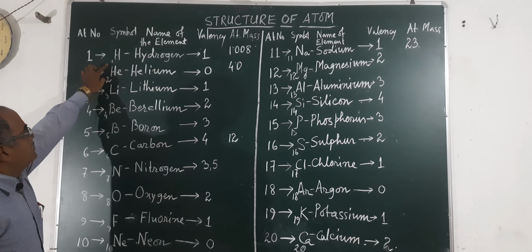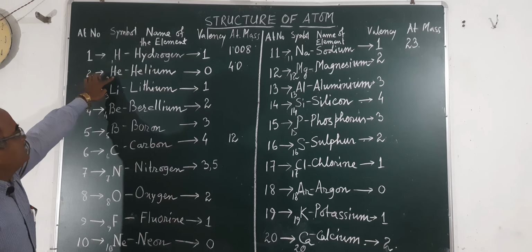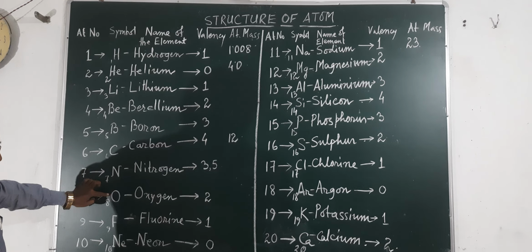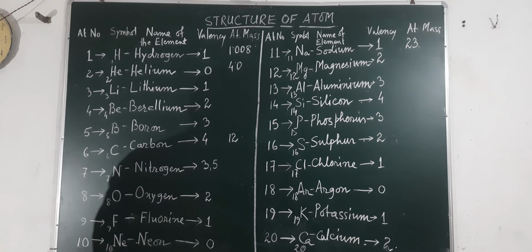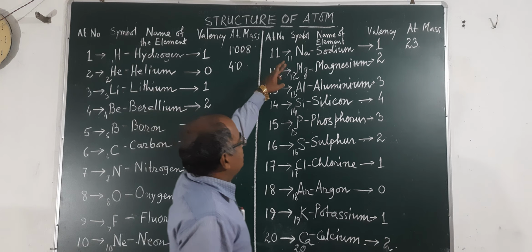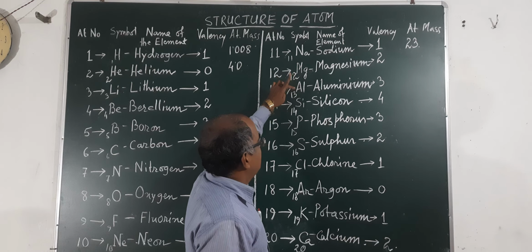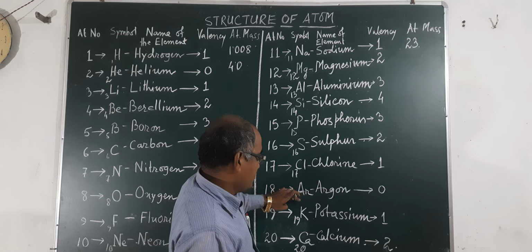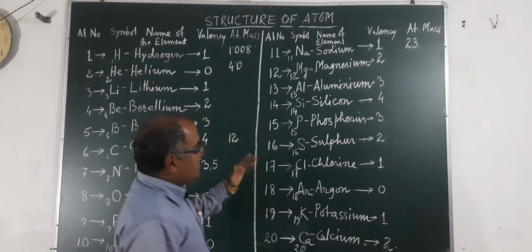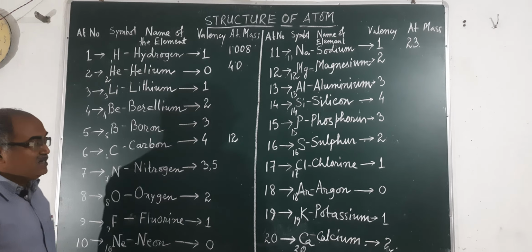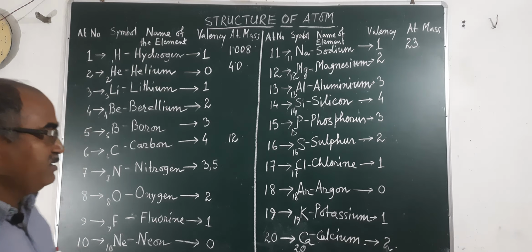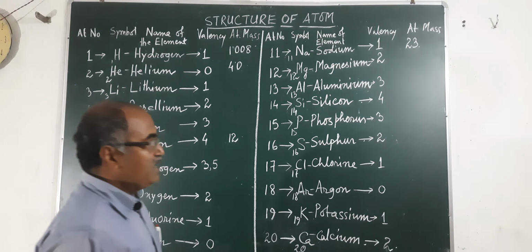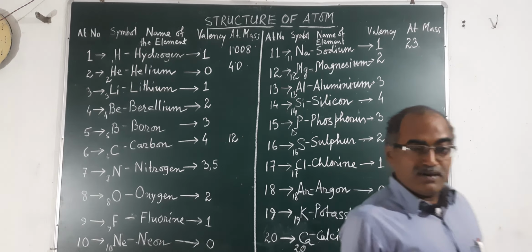And here you see hydrogen, the symbol is H, then helium, lithium, beryllium, boron, carbon, nitrogen, oxygen, fluorine, neon. From 11, sodium, magnesium, aluminium, silicon, phosphorus, sulfur, chlorine, argon, potassium, calcium. You have to remember these 20 elements. Whenever you can remember them, it will be very easy for your understanding of whole chemistry. It will help you in class 9, 10, 11, 12.